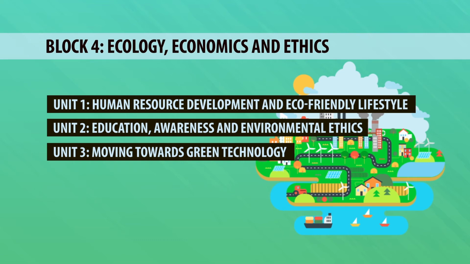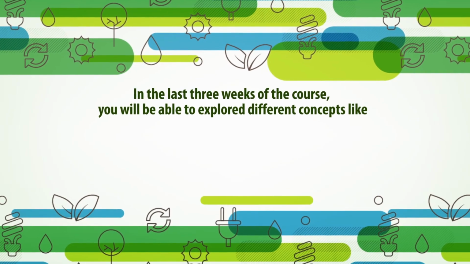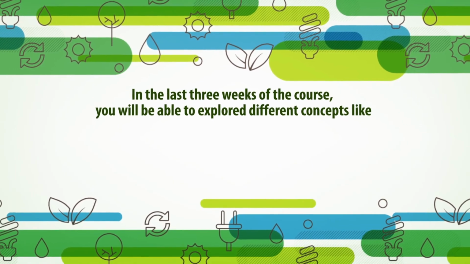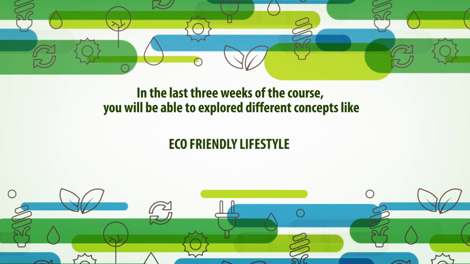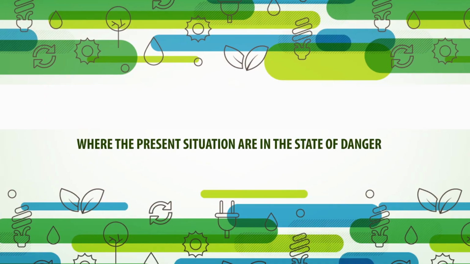In the last 3 weeks of the course, that is weeks 10, 11, 12, you will be able to explore different concepts like eco-friendly lifestyles, ethics, green technology, happiness index, etc. When we talk about following the principle of sustainable lifestyle, by the majority of us, where the present situation is in a state of danger, what do we have to do? Convincing each and every person means convincing the people may need to look into their religious point of view or their ethos. So in this context, we are bringing the basic principle of Indian ethos.